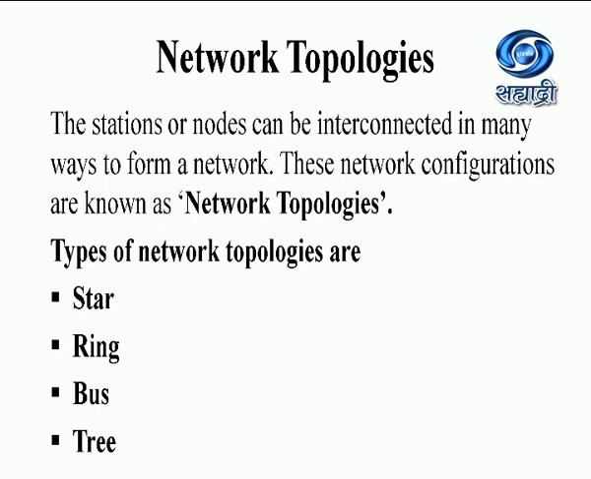Next is network topologies. So here, what does topologies mean? The stations or nodes can be interconnected in many ways to form a network. So these network configurations are known as network topologies. So these are the types of network topologies: star, ring, bus and tree topologies.